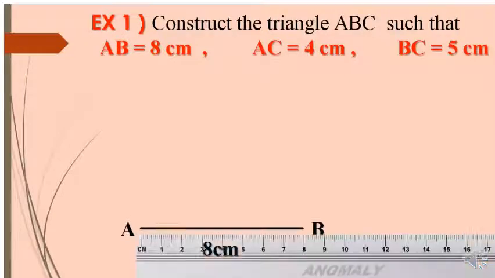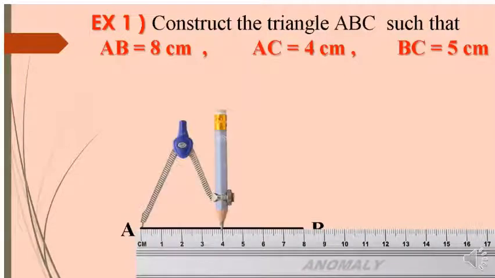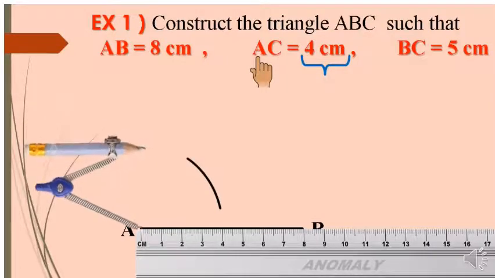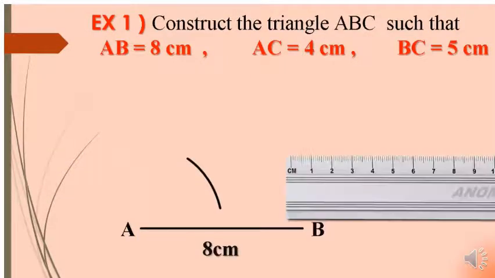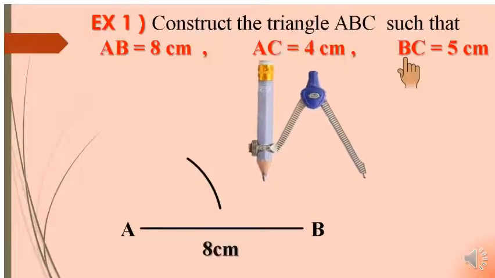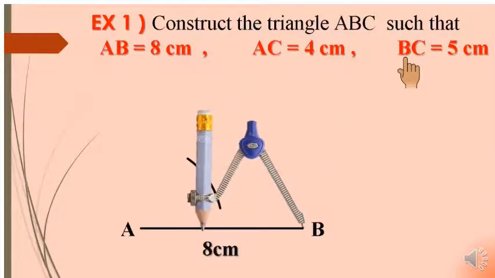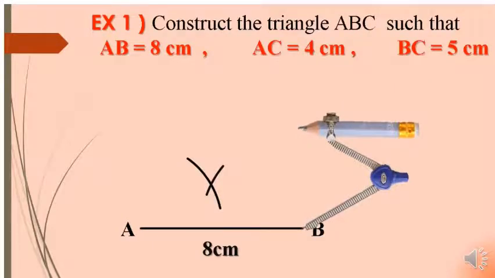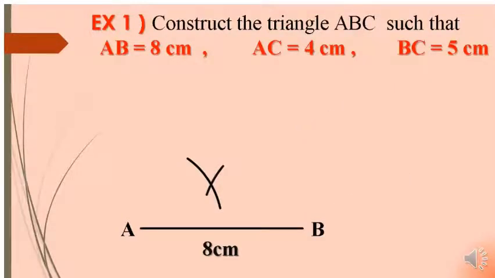Then we continue drawing the second side using the compass. It's 4 cm from A. So put the compass at 4 cm from A and draw an arc. Then using the ruler, BC is 5 cm, measure 5 cm, put the needle at B and make an arc. The two arcs will intersect in one point, which is the third vertex, called C.